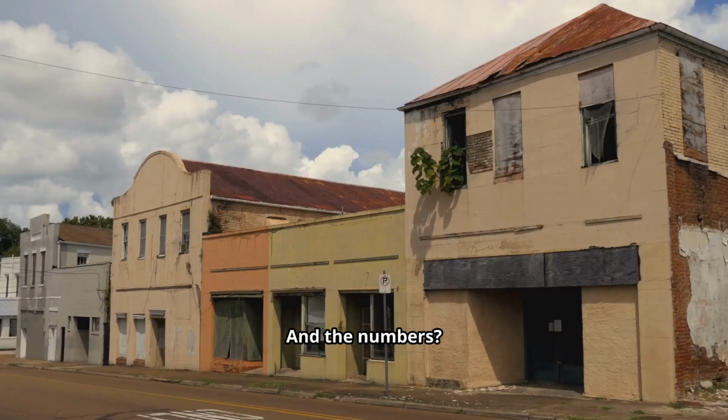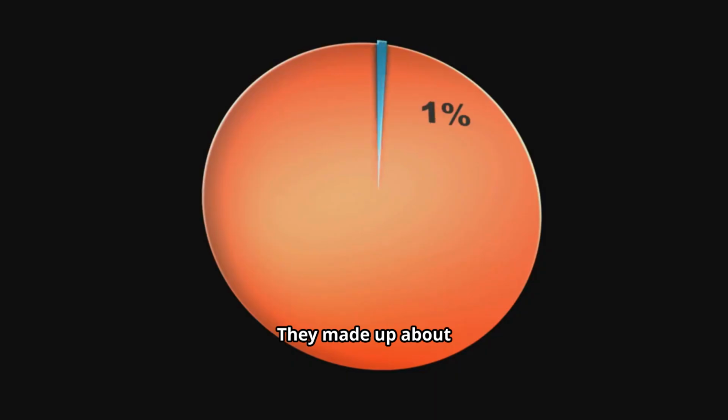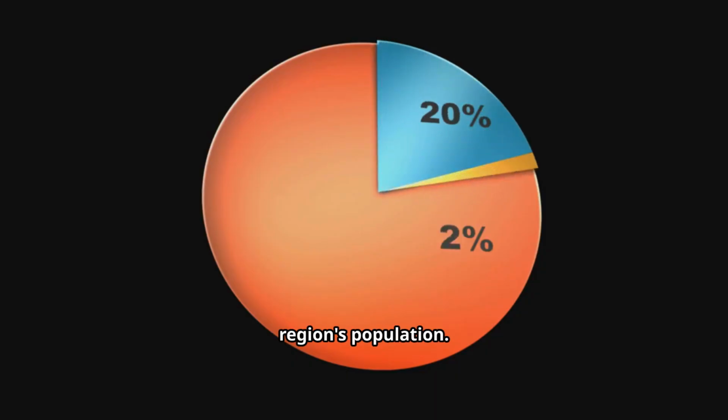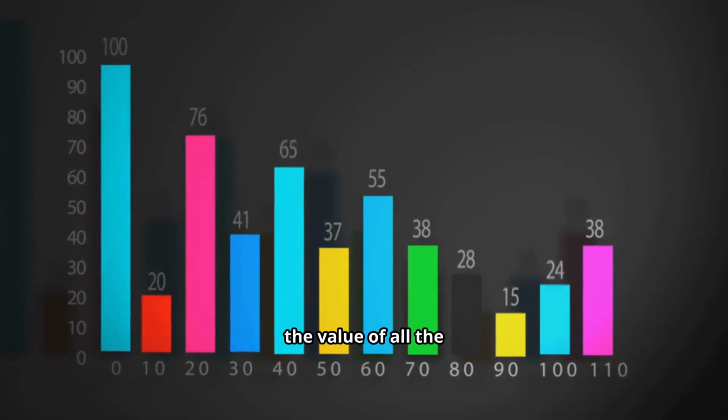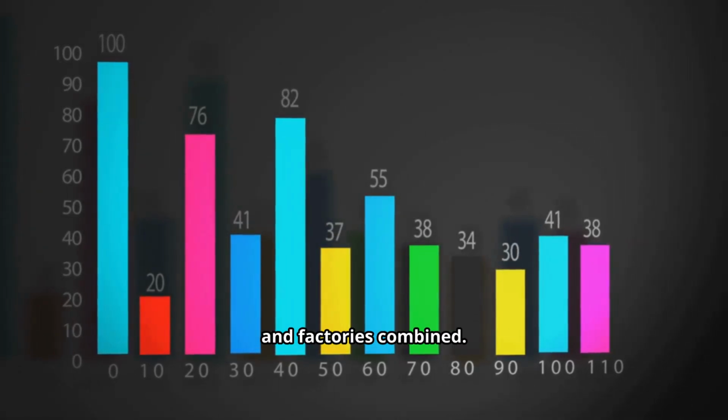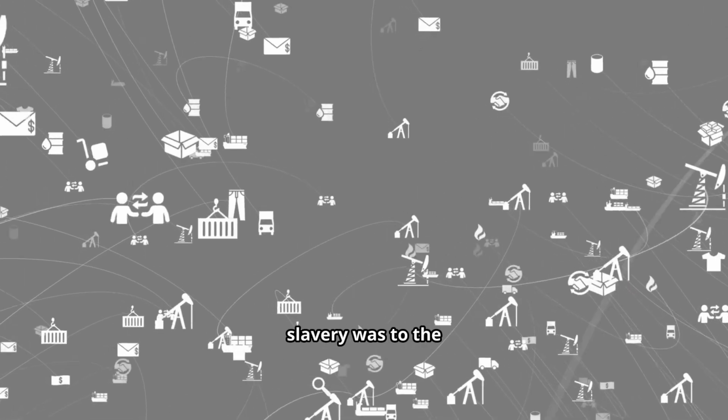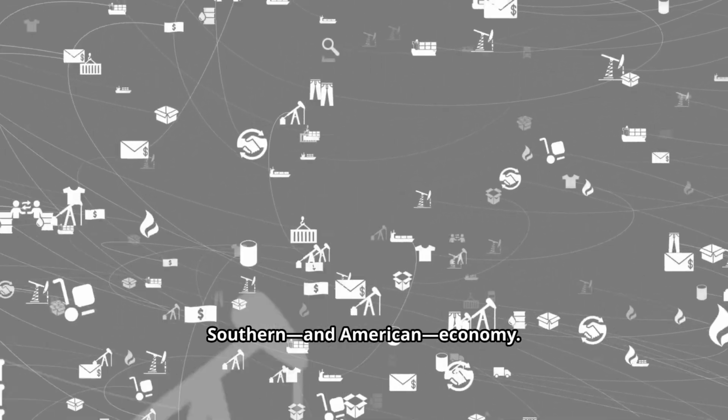And the numbers? By 1860, nearly 4 million people were enslaved in the South. They made up about a third of the region's population. The value of enslaved people actually exceeded the value of all the nation's railroads and factories combined. That's how central slavery was to the Southern and American economy.